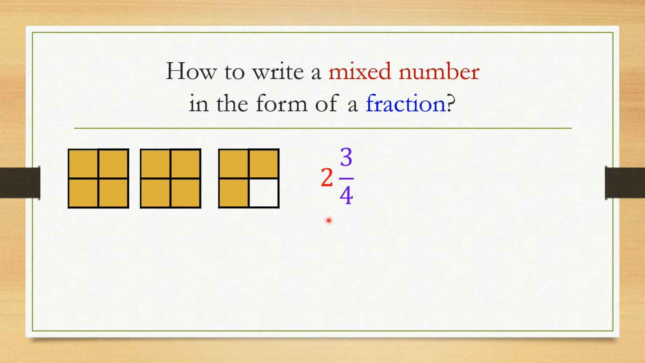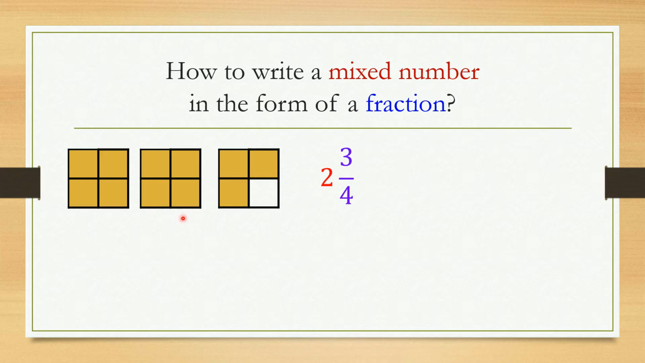Now let's deduce visually from this figure the fraction that is equal to this mixed number 2 and 3/4. We know that a fraction has a numerator and a denominator. The denominator is equal to the total number of parts in 1 unit. So in 1 unit we have 4 parts. Each unit is divided into 4 equal parts. So the denominator of the fraction that we are going to find should be 4.